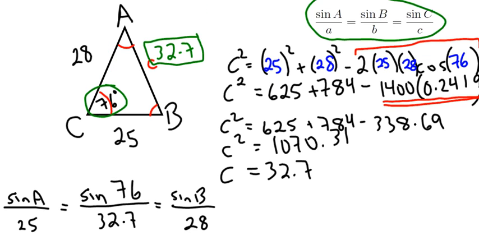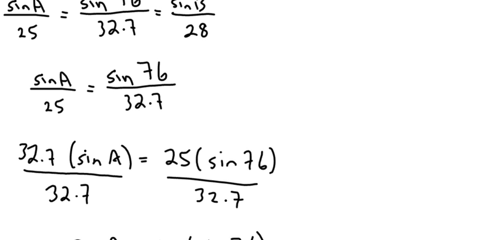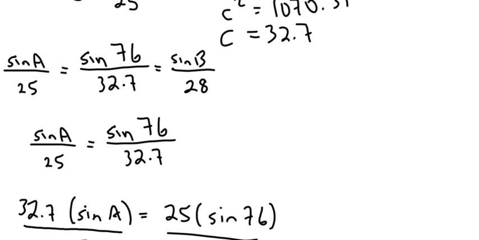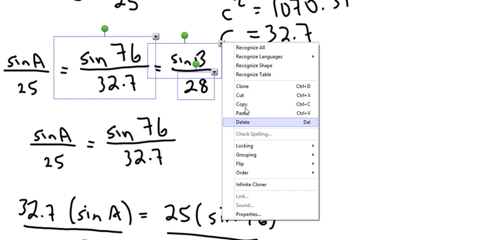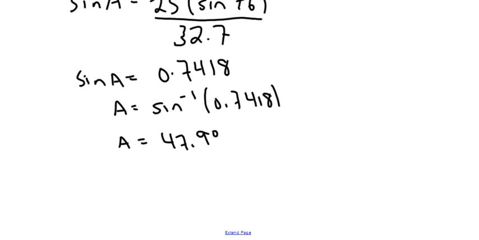Okay, so I know that angle A is 47.9 degrees, and now I need to find angle B. Now, I could just use the rule that the angles add to 180, but I actually prefer to save that for a check of my math. So I'm going to use the sine law again, and this time I'm going to solve for B. So let me grab what I need. Close enough. And let's go solve for angle B. Exactly the same idea, just obviously different numbers.